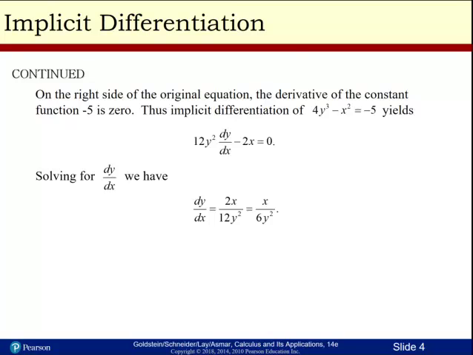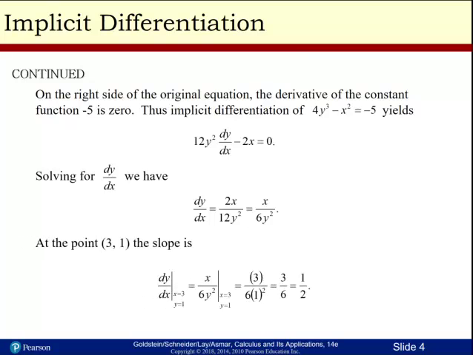Then we'll simplify, and we get that y prime, or dy over dx, is x over 6y squared. Now, that wasn't the question. The question said find the slope at a particular point, the point 3, 1. So you'll just plug in a 3 for x and a 1 for y, and you'll get the slope at that point, y prime, or dy over dx, is 1/2 when you simplify that.